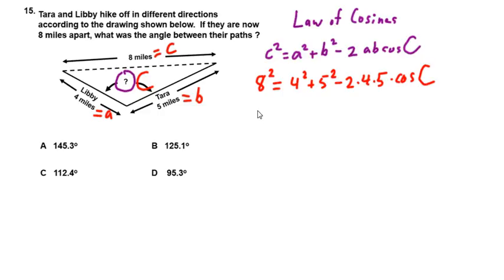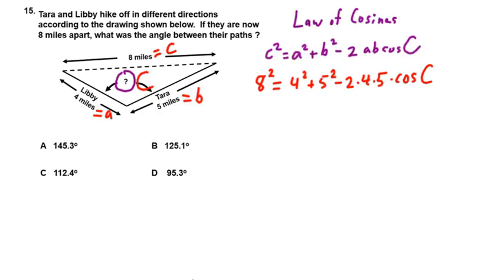And so we can go about solving for angle C by just going one step at a time and peeling off layers. Okay, we can subtract 4 squared and 5 squared from both sides, and we divide by negative 2 times 4 times 5, that's negative 40. And we'd have cosine C, take the inverse cosine. Guys, there's something that your calculator has.